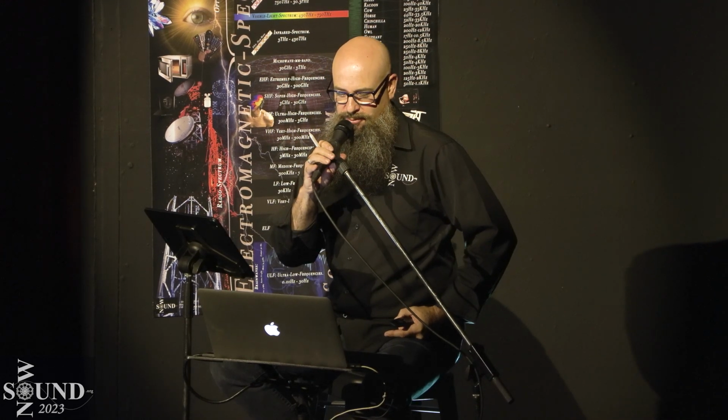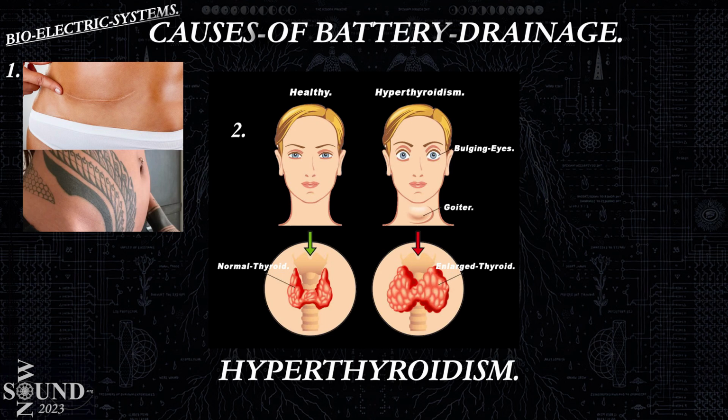All right, number 2, hypothyroidism. Hypothyroidism is not enough thyroid hormones, T3 and T2. So these actually control voltage in the cell membrane of the mitochondria. T2 controls the voltage in the mitochondria. Yeah, this is epic stuff.